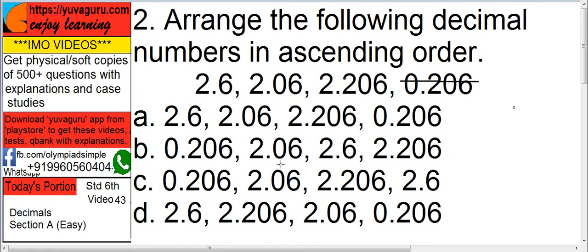Now again both have the same options. Now next. Between these two, after the point which has the lowest number, 0.6 and 0.2? So 0.2 is the lowest number. So this will come as a third number. So C is the option. And last one will be D. Sorry, last one will be 2.6. So correct answer is C.